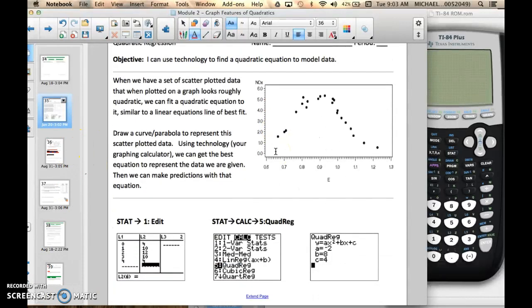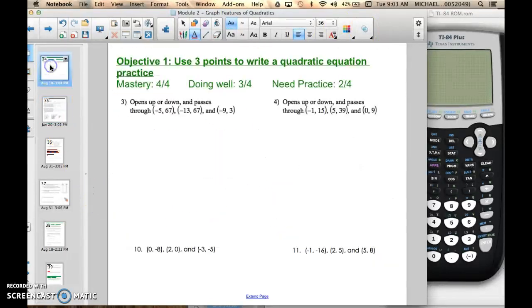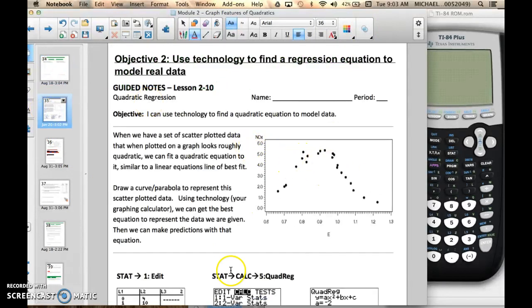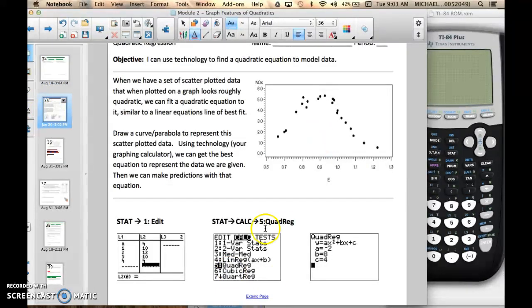So to begin, I've listed out the calculator steps as best I can in order to do this process. You've had practice doing it with Objective 1. It's the same process to begin. You're going to input data into a calculator and then perform a quadratic regression function on it to find a specific quadratic equation.